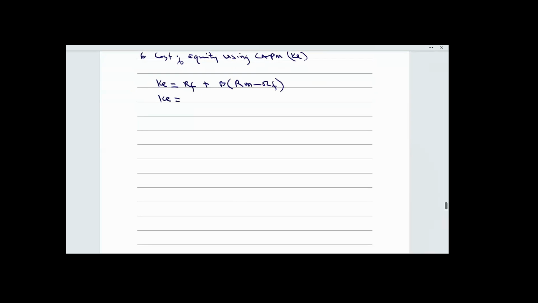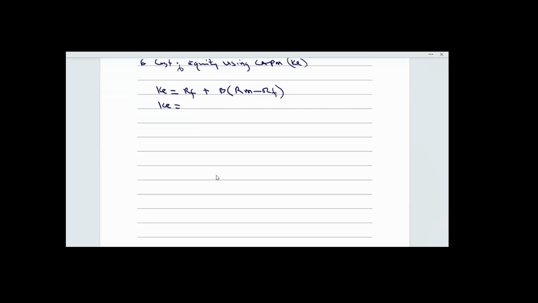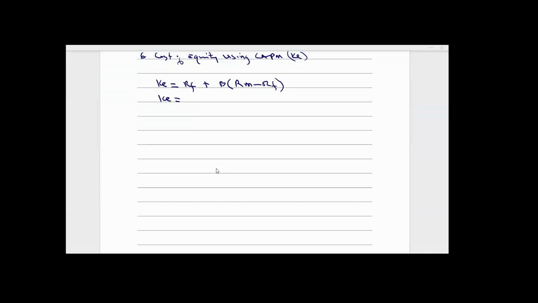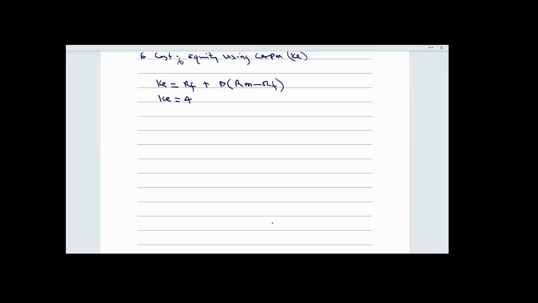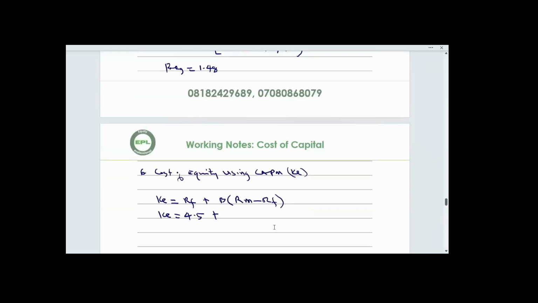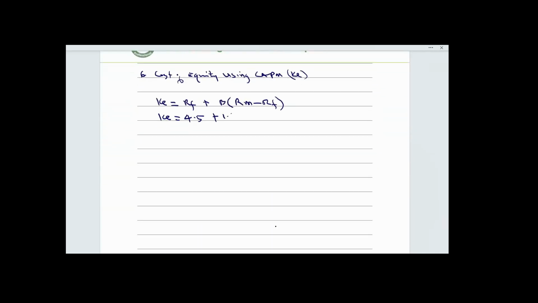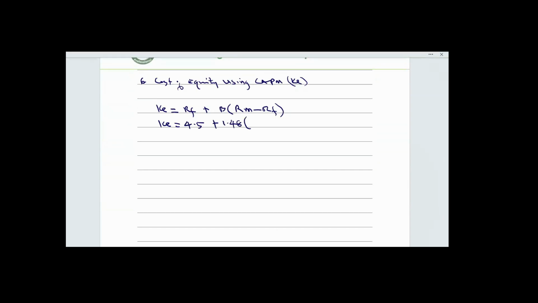What's the risk-free rate of return? According to the question, yes, 4.5. We are told that the rate of return on short-dated government stock is 4.5. I've told you already, the risk-free rate of return is the rate of return associated with government security. So short-dated government stock is 4.5%. Okay, so here will be 4.5 plus the beta we calculated in step 5, which is 1.48, multiplied by market return minus risk-free rate of return.